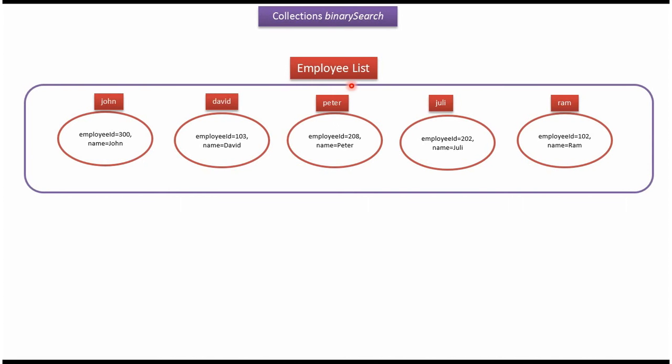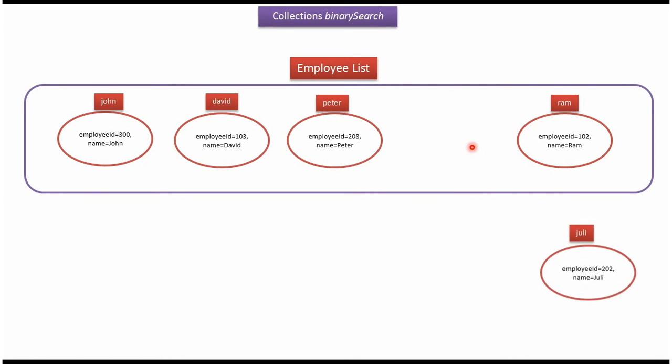Here you can see the employee list. It has 5 employee objects: John, David, Peter, Julie and Ram. From this employee list, I want to get the employee object whose employee ID is 202. We will see how to do that using the binary search method.